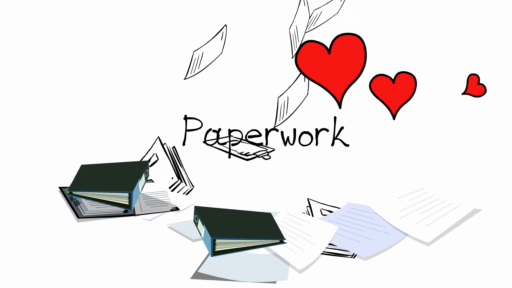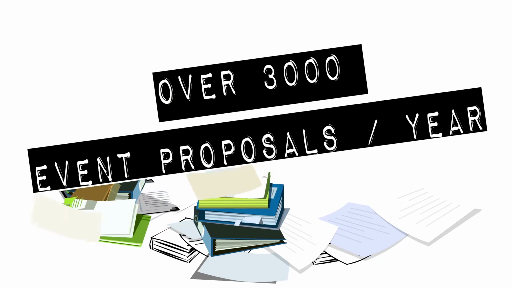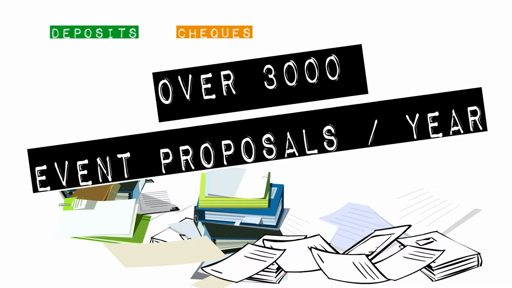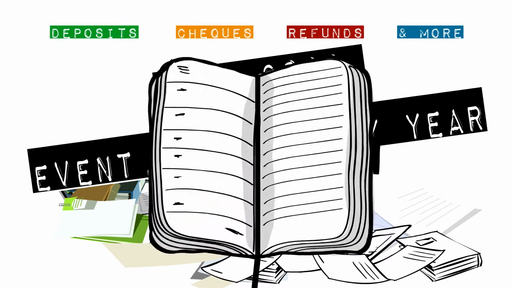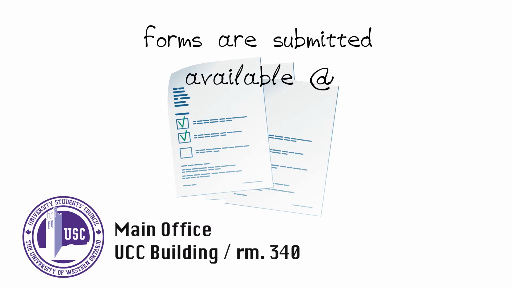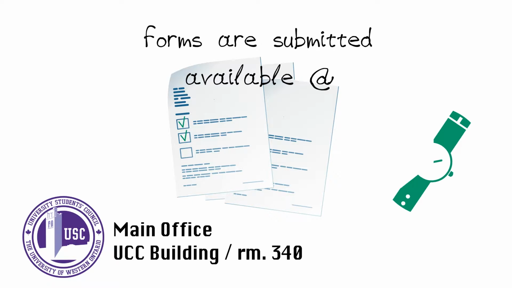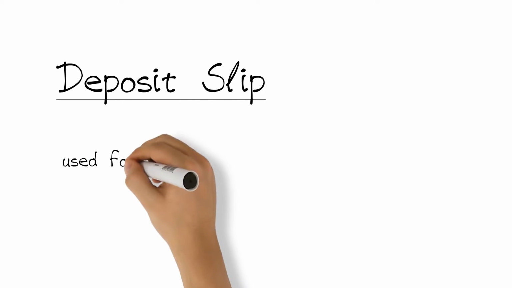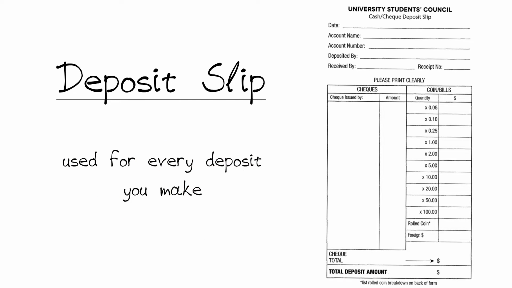So, who doesn't love paperwork? If we have over 3,000 event proposals in a year, we've processed a lot of deposits, checks, refunds, and more. In order to keep track of all these transactions, the USC requires forms to be filled out. The forms are available in the USC main office and are to be submitted to the USC main office, which is open Monday through Friday, 9 a.m. to 4:30 p.m.